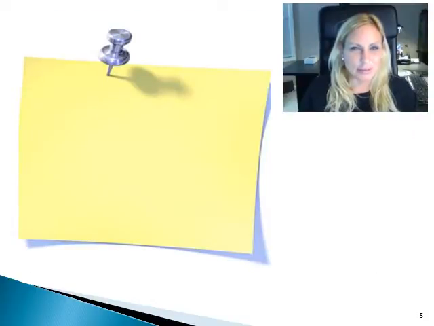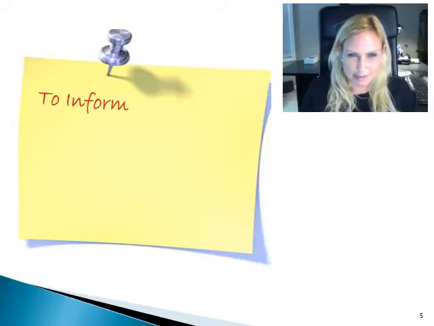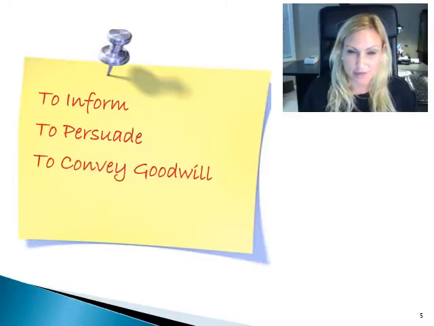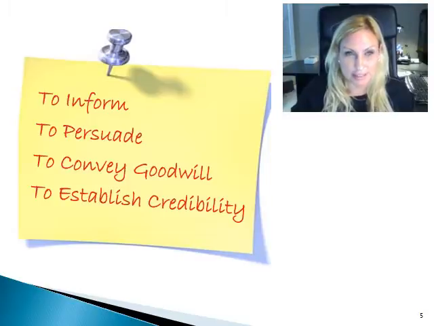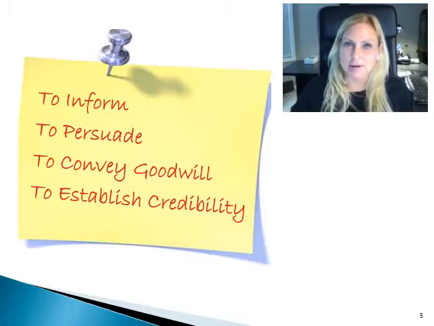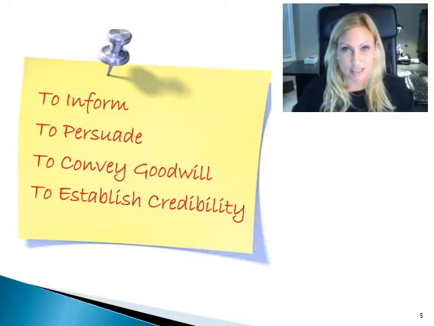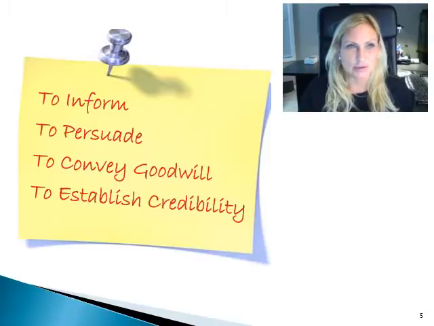Just to give you the beginning overview of why business communication is so important is to let you know that the purposes would be to inform, to persuade, to convey goodwill, as well as to establish credibility. These are the different areas that we're going to be talking about during this course, and we're going to be applying them to a strategic communications plan. So you'll get familiar with these concepts as we move forward.